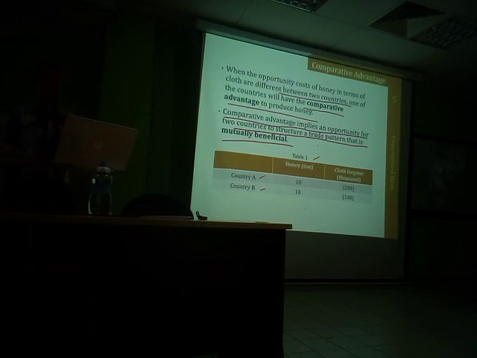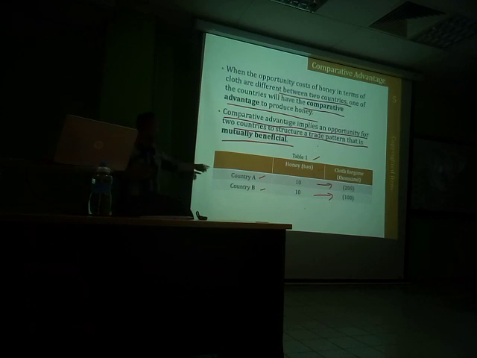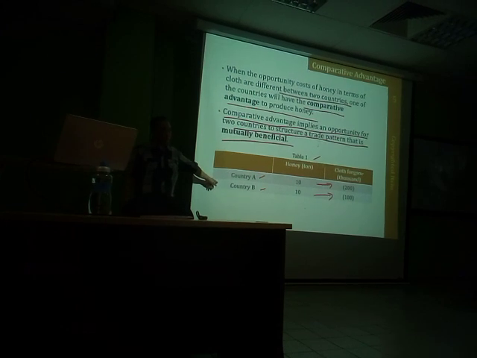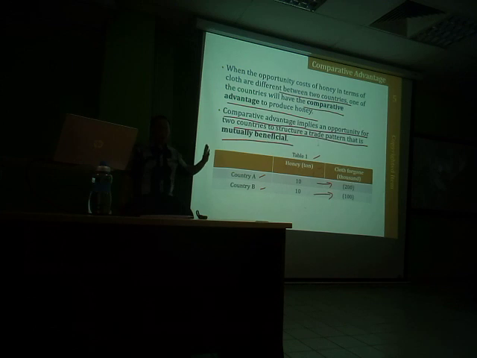Country A can produce 10 tons of honey. And then, because of limited resources, to produce these 10 tons of honey, this country must forgo 200 units of crop. That is the opportunity cost. Okay? What about country B? To produce the same 10 tons of honey, how many units of crops does this country have to forgo? 100, right? It has to forgo 100 crops. That means the opportunity cost is 100 units of crops.